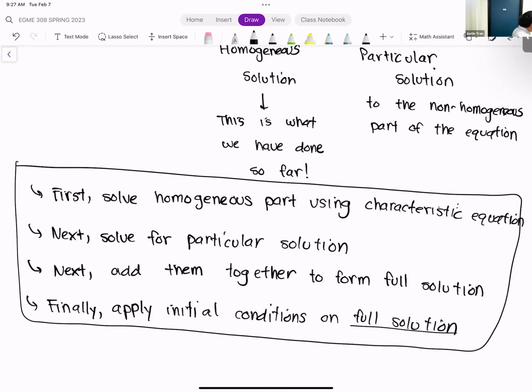And so when you're given initial conditions to a non-homogeneous problem, I think what some people tend to do is apply the initial conditions to just the homogeneous part, and then they get the coefficients, and then they add the particular solution to that. But that's actually not good. You need to solve for the particular solution first, add it together with the homogeneous solution, then apply the initial condition on them together. Okay, so make sure you be careful about that.